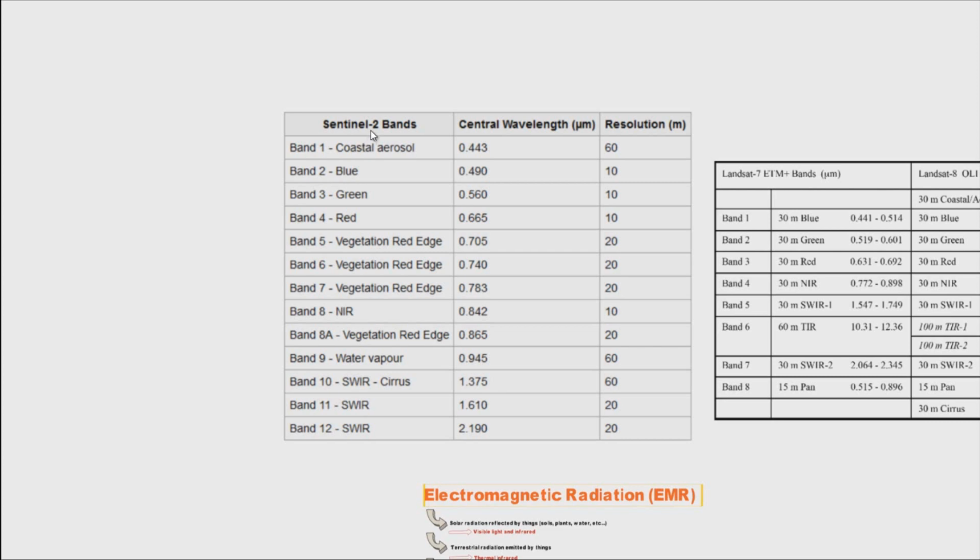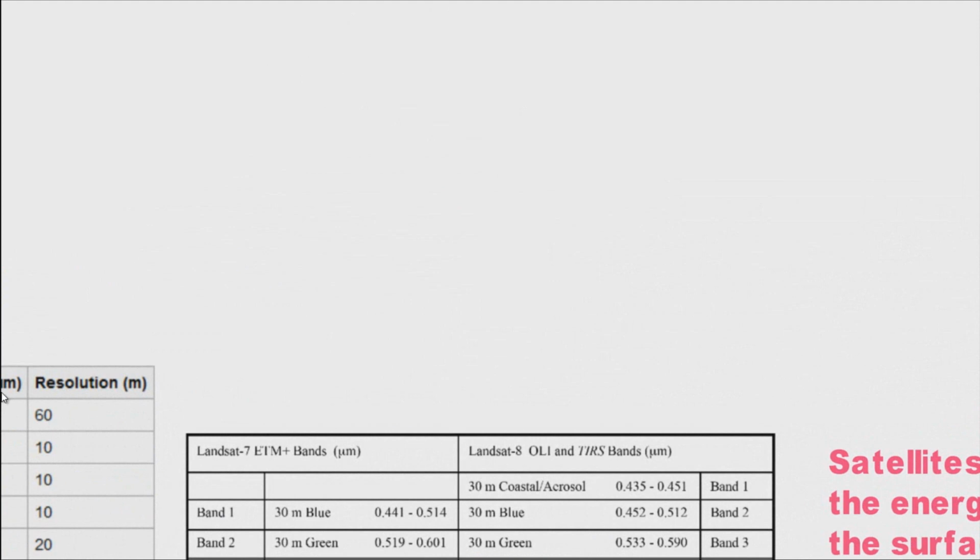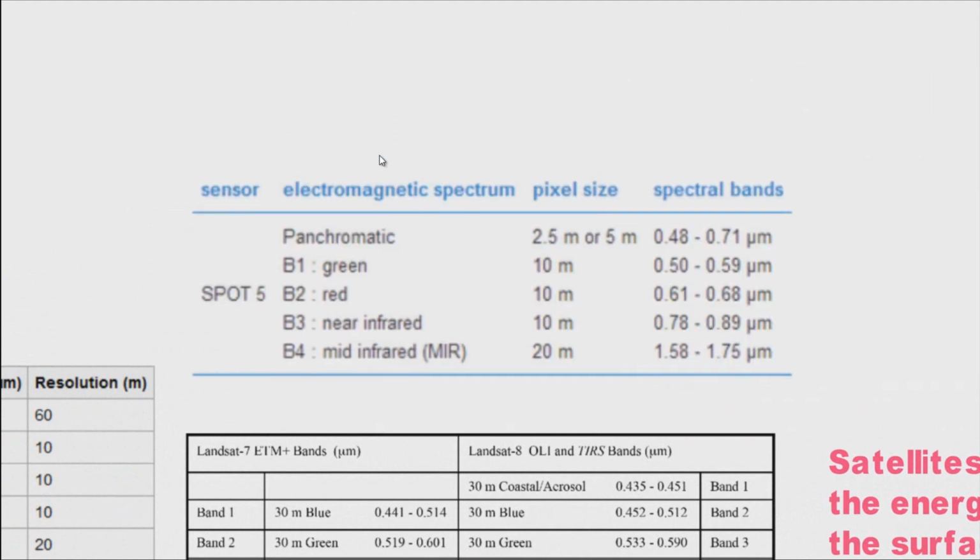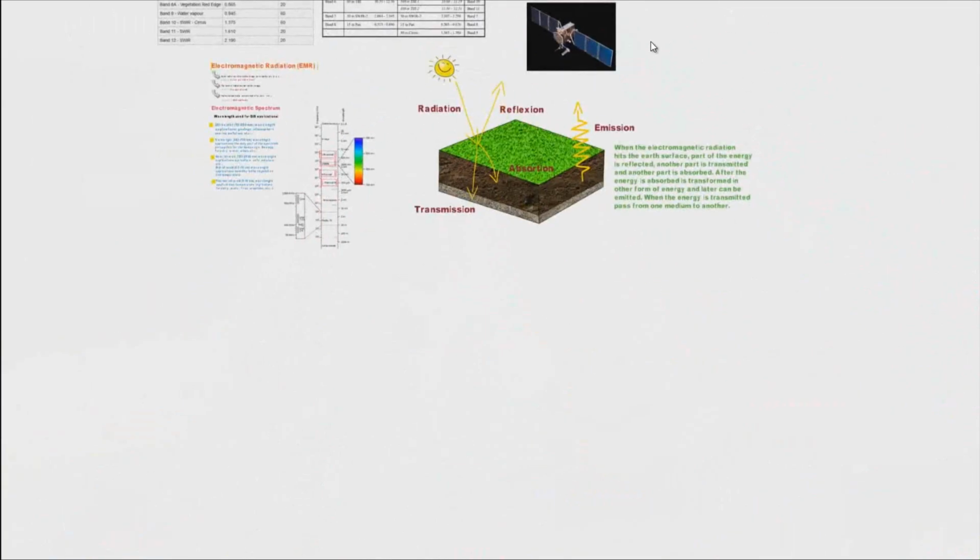For example, for Sentinel 2, we have 12 different bands, and every band can capture a specific wavelength, and also the resolutions are different for every band. The last one is going to be SPOT 5. We have these bands there, the pixel resolution and the spectral bands, but we have more satellites.